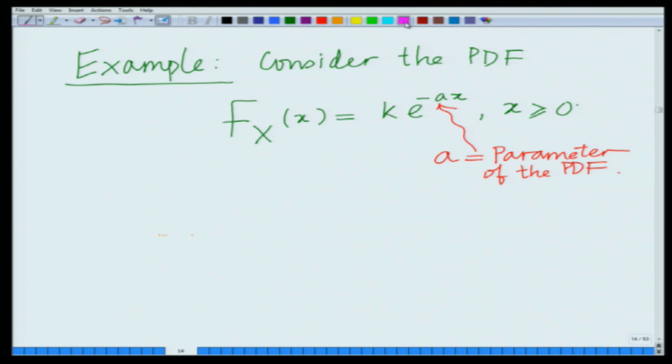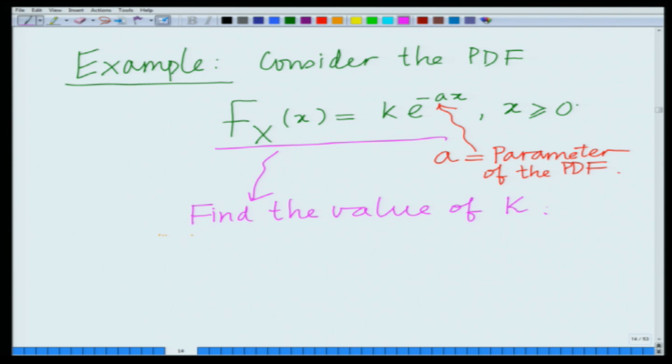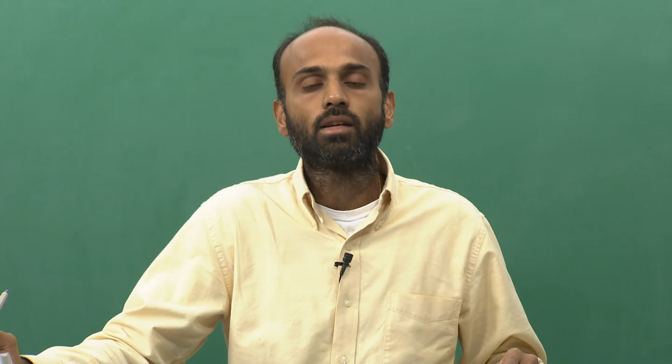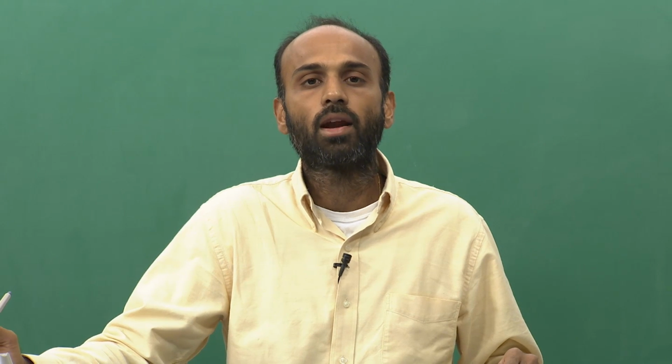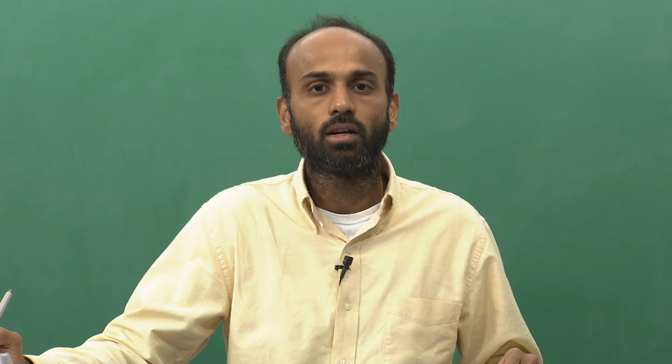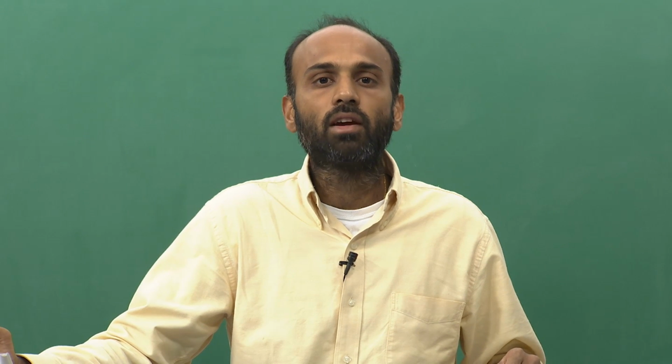And what we are asked to do is to find the value of the unknown constant k. So, we are given a PDF which is k e to the power of minus ax, where a is a known parameter. This PDF is valid for x greater than or equal to 0, and what we are asked is, what is the value of this constant k, and naturally we can find it as follows.